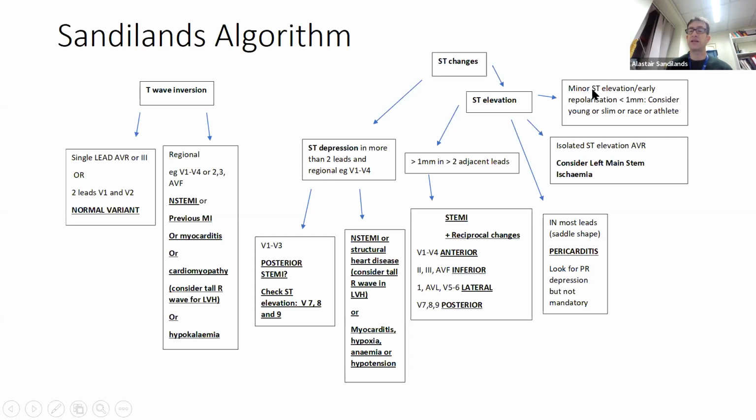So we're trying to make a difference between this minor ST elevation without probably chest pain versus significant ST elevation of greater than 1 millimeter in 2 adjacent leads, a STEMI, and reciprocal changes. So V1 to V4 would be anterior, 3 and AVF inferior, 1 AVL, V5, V6 lateral, and V7, 8, and 9 posterior. Any questions about that at all?